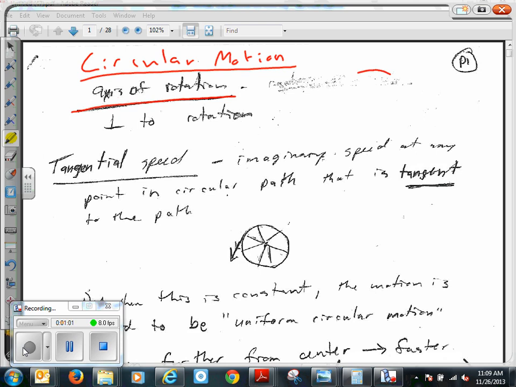Here's a circular motion, and it says the axis is perpendicular to the rotation. So at this point, the rotation is in this direction, right? At this point, the rotation is in that direction. What do you think the axis of rotation is going to be? It's going to be basically a radius. Does that make sense?